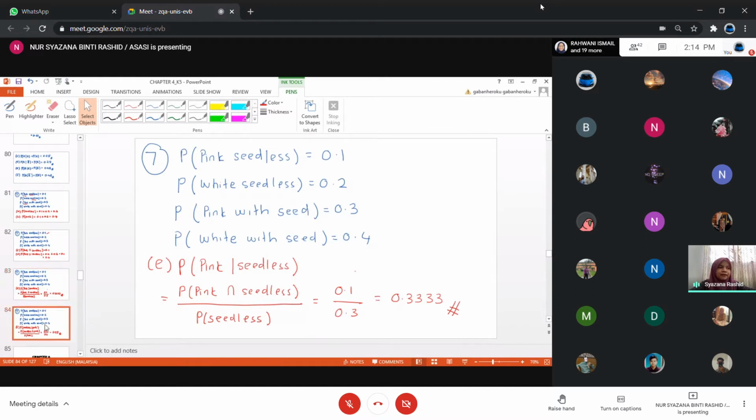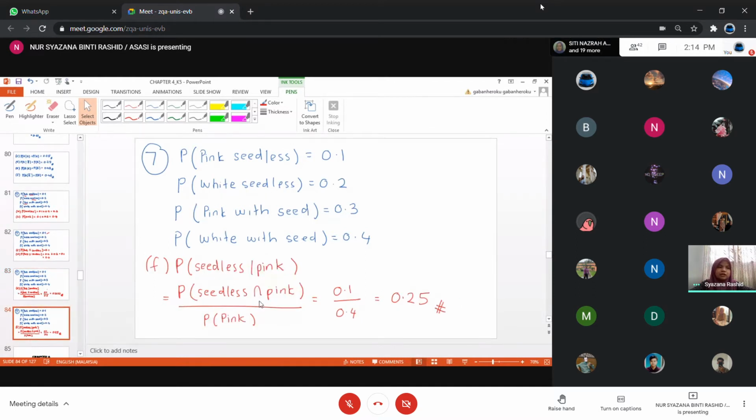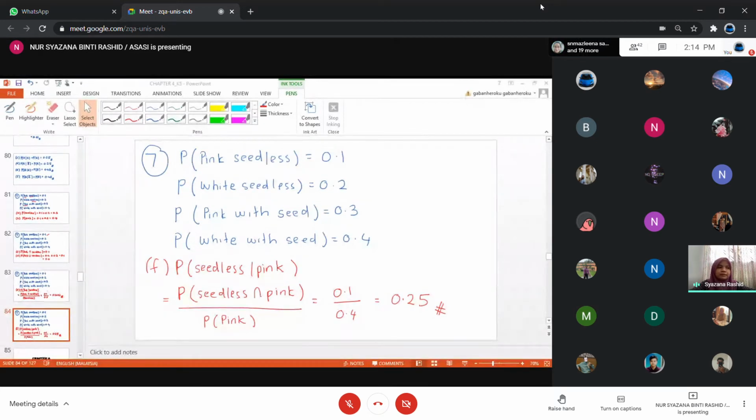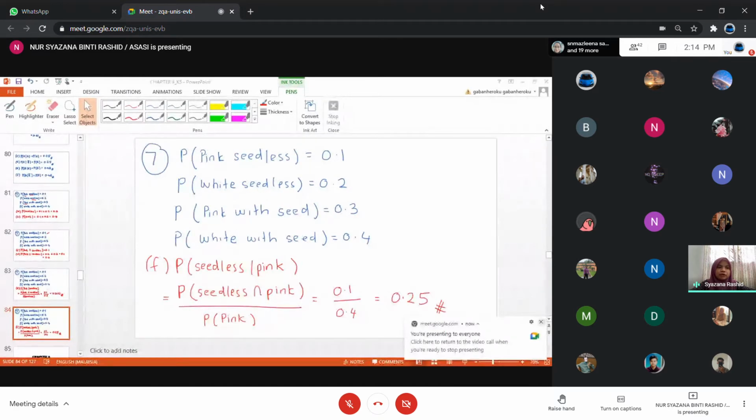And for part F, it's seedless given pink. Sama juga, you akan guna formula and the answer is different. Tadi you dapat 0.3 but now for F you get 0.25. So nampak beza kat situ. So be careful when you want to do a conditional probability.